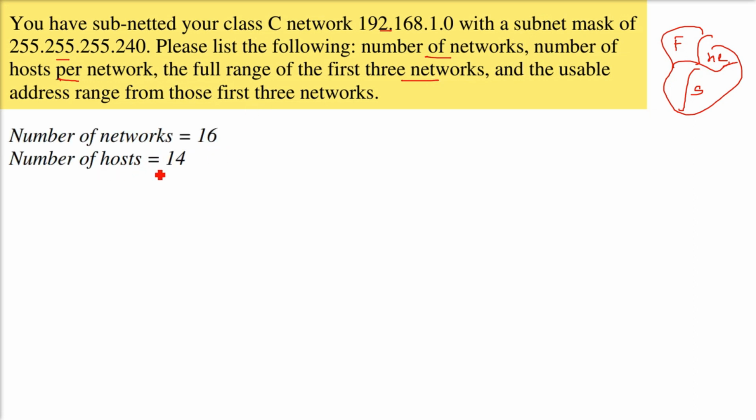So how have we arrived at the network and host values, 16 and 40? Let us see. 255 is what? All ones. 8 ones. So 1, 8 times.